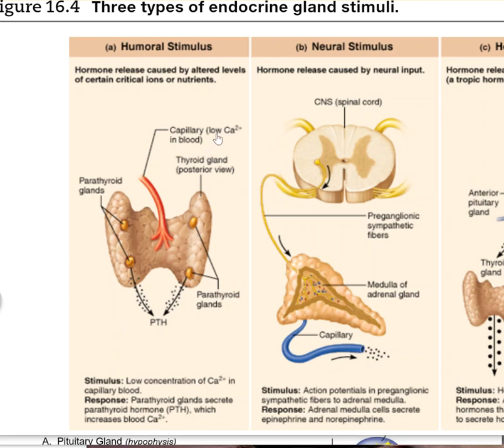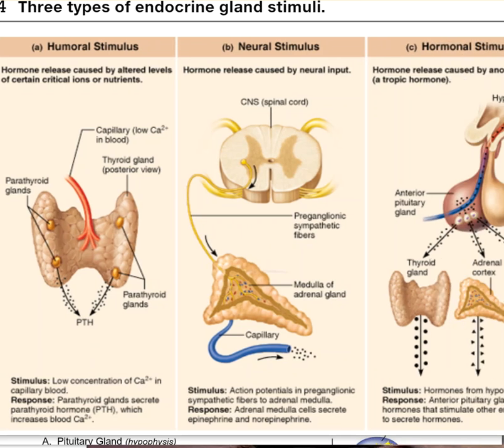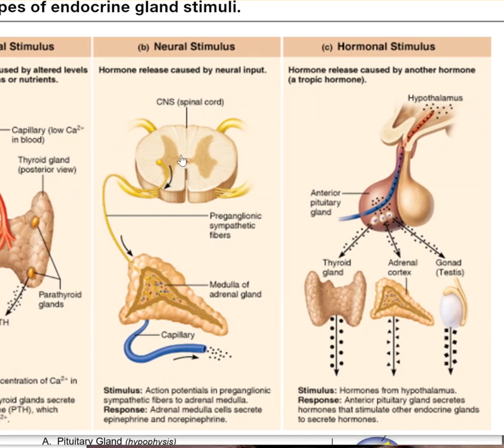So a certain level is off, it releases a hormone. That low level causes a hormone to be released, and that hormone then will try to solve the problem and bring us back into homeostatic balance. Neurally, so here's our exception. Remember, we had a preganglionic fiber go all the way, never synapse, go into the medulla of the adrenal gland and release epinephrine and norepinephrine, adrenaline, into our bloodstream. So that is direct neural stimulation. And that's what we see there, neural stimulus.